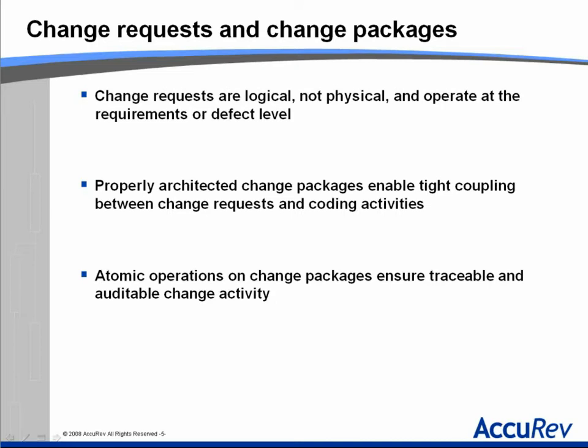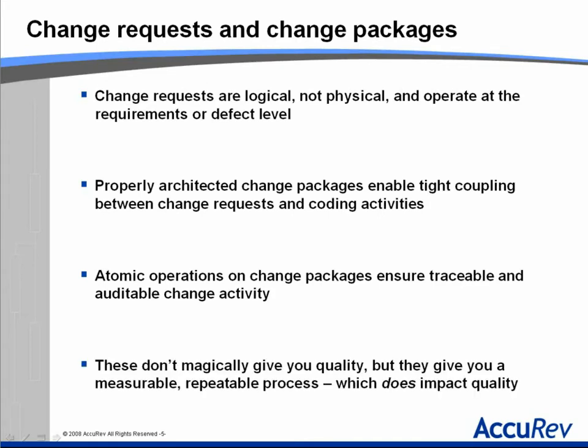Somebody promotes a file to a particular code line and they find out that just that one file was not sufficient to solve a problem, and what do you have? You have a broken build as a result of this partial promote. So it's very, very useful to be able to do atomic operations on your change packages.